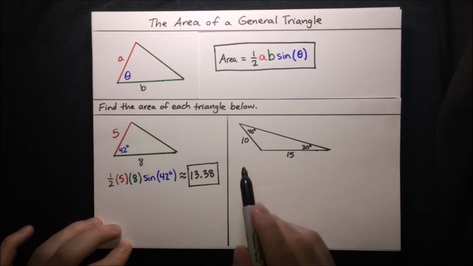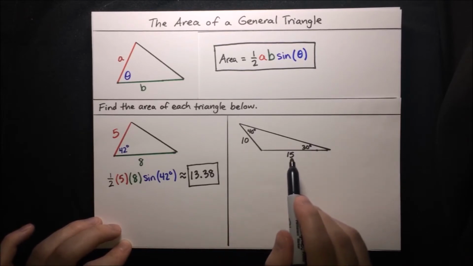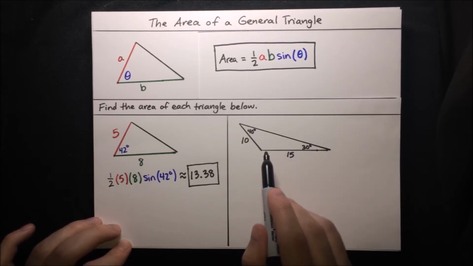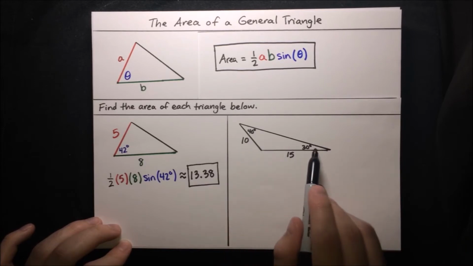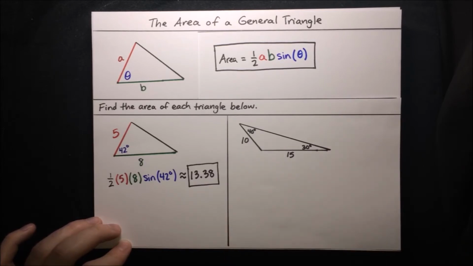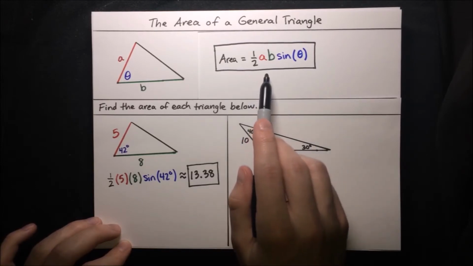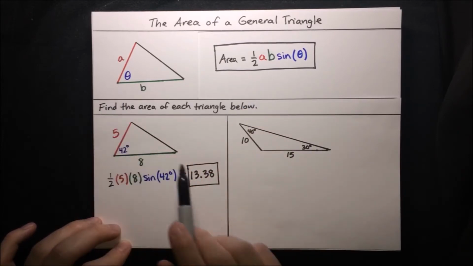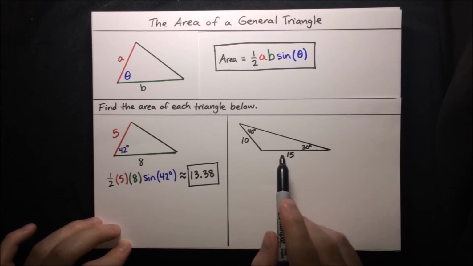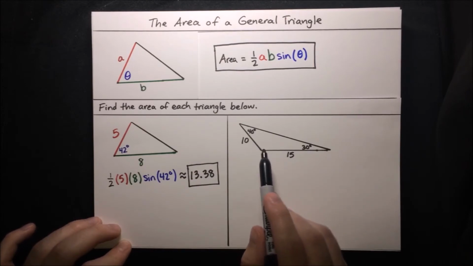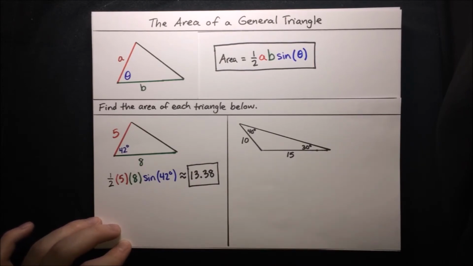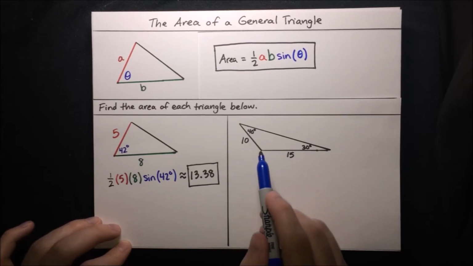This triangle has two sides, 10 and 15. We don't know the angle between them, but we do know the other two angles, 40 degrees and 30 degrees. So how are we going to find the area of this triangle? Our formula here only works when we know two sides and the angle between them. And we know these two sides, but we don't know the angle between them, so that's an issue.